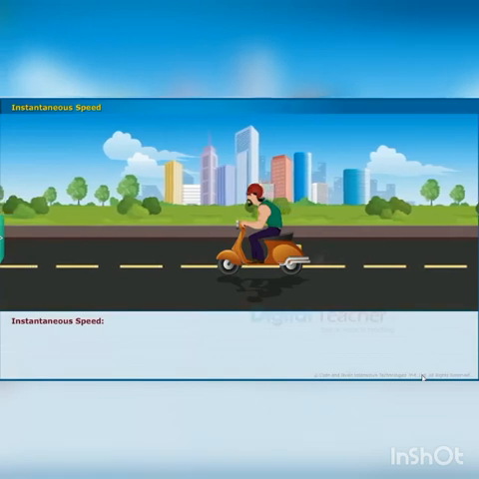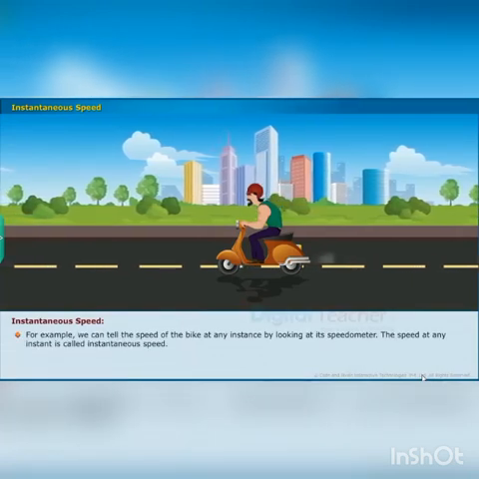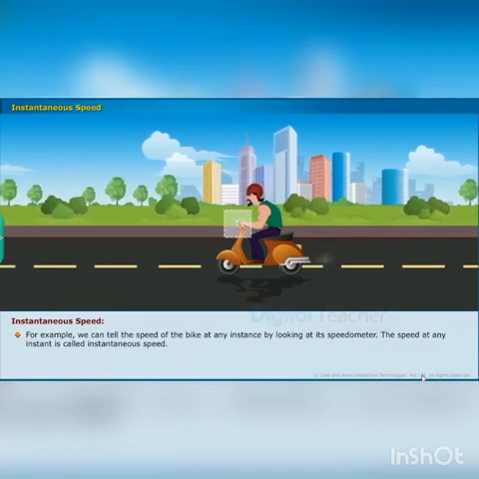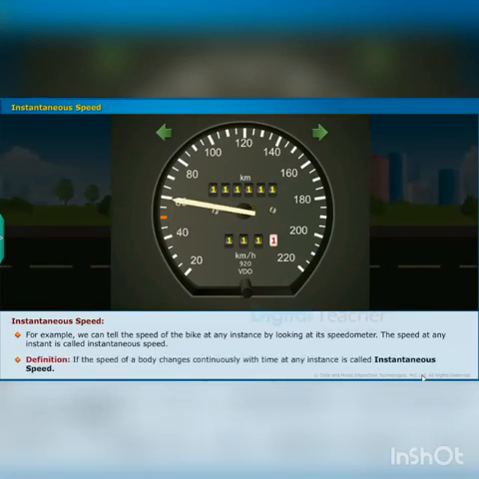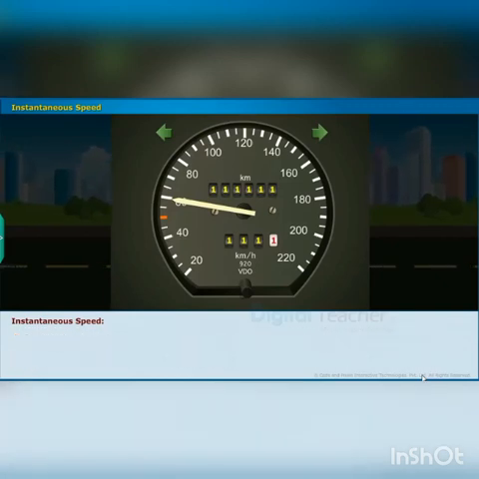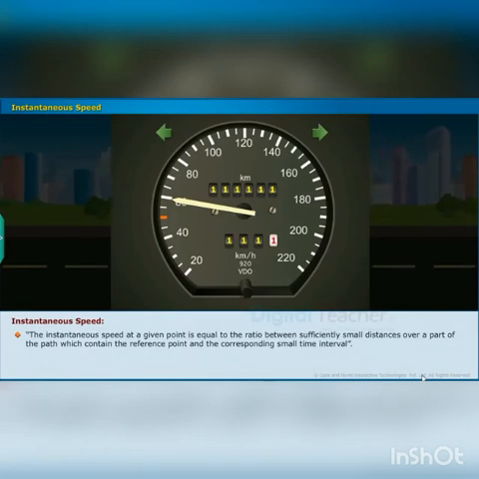Instantaneous speed. For example, we can tell the speed of the bike at any instance by looking at its speedometer. The speed at any instant is called instantaneous speed. Definition. If the speed of a body changes continuously with time, the speed at any instance is called instantaneous speed. The instantaneous speed at a given point is equal to the ratio between sufficiently small distances over a part of the path which contains the reference point and the corresponding small time interval.